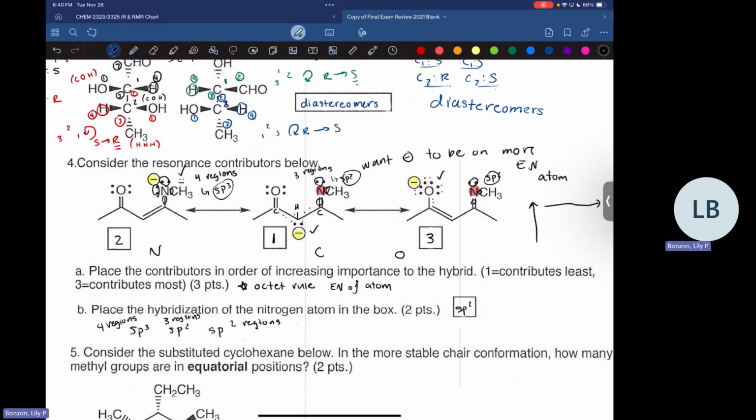And then again, you'd look at the electronegativity. So you might have maybe a plus charge on an oxygen versus a plus charge on a nitrogen. So it would be the same, but opposite for plus charges. When we have a plus charge, we want the less electronegative atom to have that plus charge. Okay, I'm going to go ahead and move on.